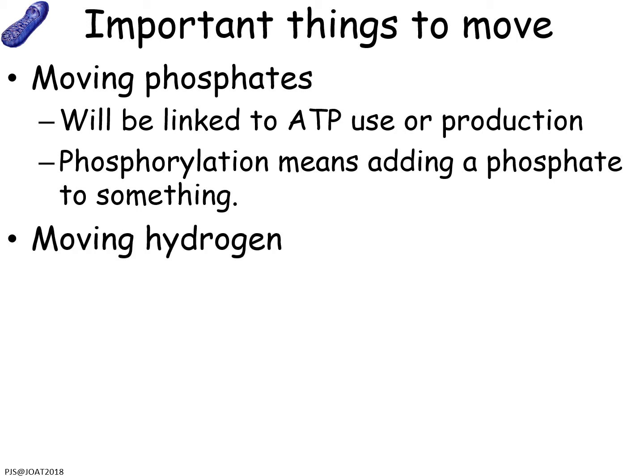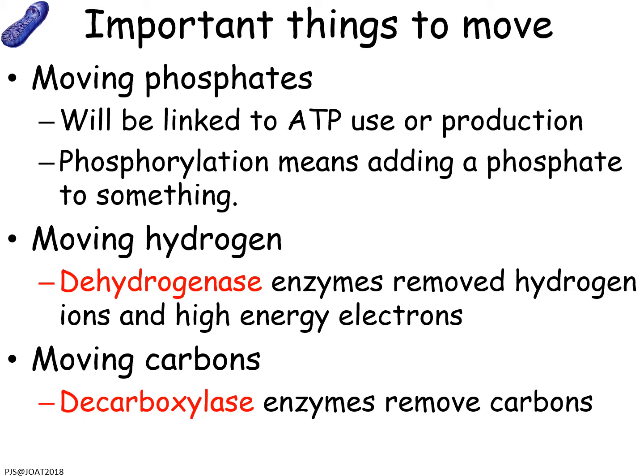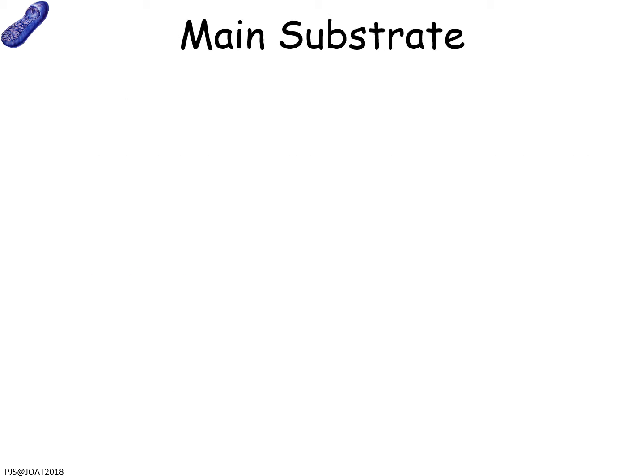We shift hydrogens quite a lot, and the enzymes that remove hydrogens are called dehydrogenase enzymes. You're going to need to know that. They also move high energy electrons off at the same time. More detail in just a little bit. And then we also move carbons an awful lot, which is not surprising. That's generally our food sources. These are decarboxylase enzymes that will remove carbons.